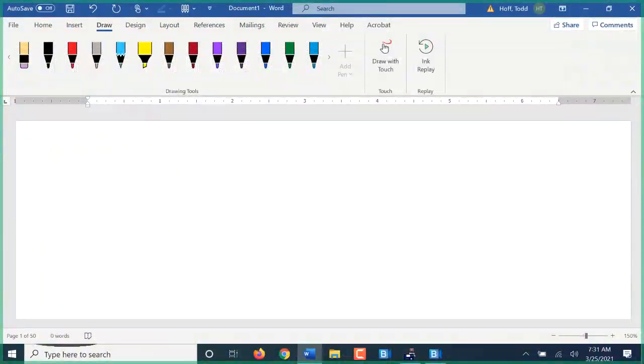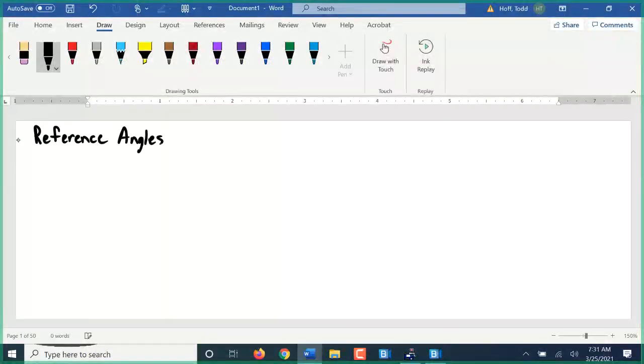So one of the things I want to clarify today is a concept we talked about, but need to stress the importance of, and that is reference angles. Reference angles allow us to find trig functions for angles that are not between 0 and 90 degrees.